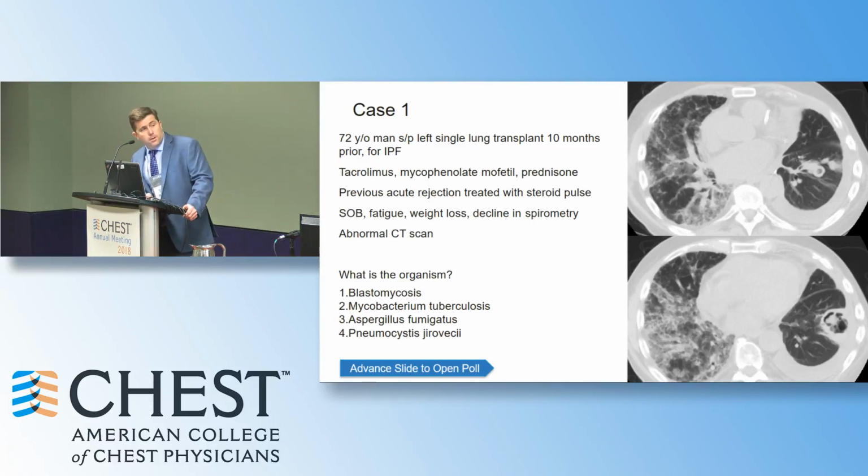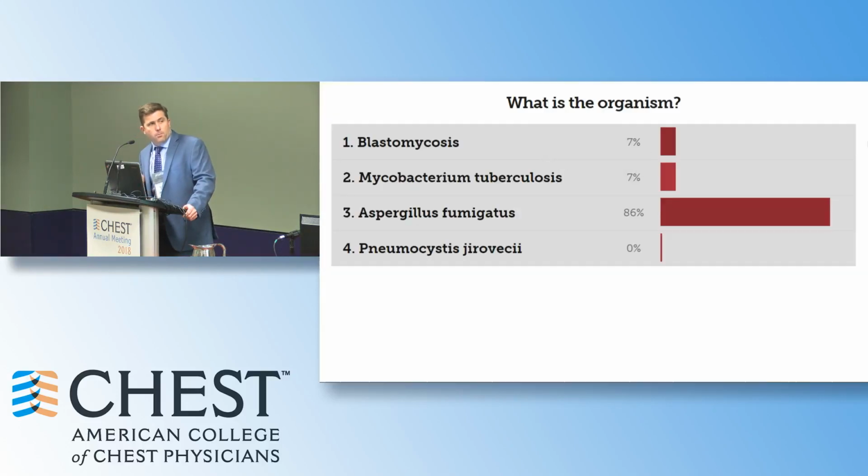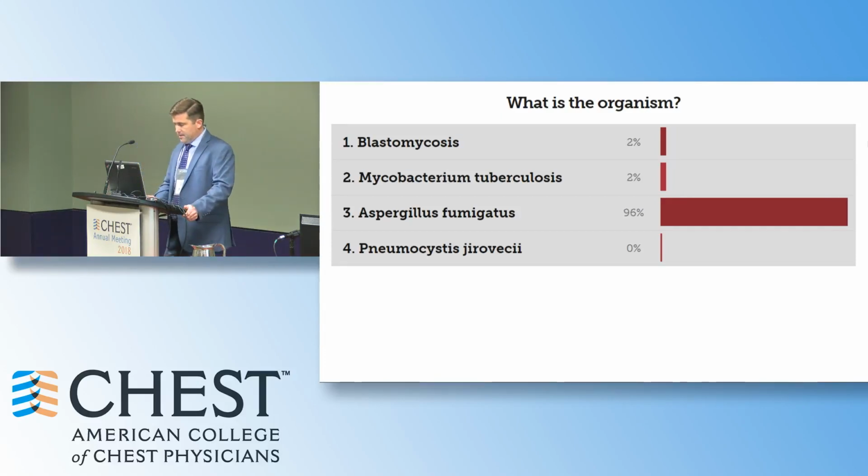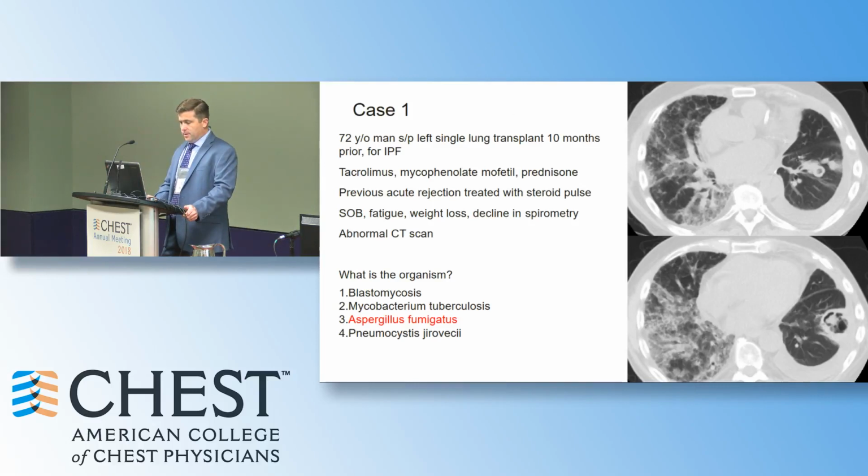Something didn't happen right. So look at the 4 choices there. You're going to have 1, 2, 3, or 4. Blasto, Mycobacterium tuberculosis, Aspergillus fumigatus, or Pneumocystis. So now, with those 4, let's see what you think. Oh, it was a dead giveaway, I guess. So indeed, it is.